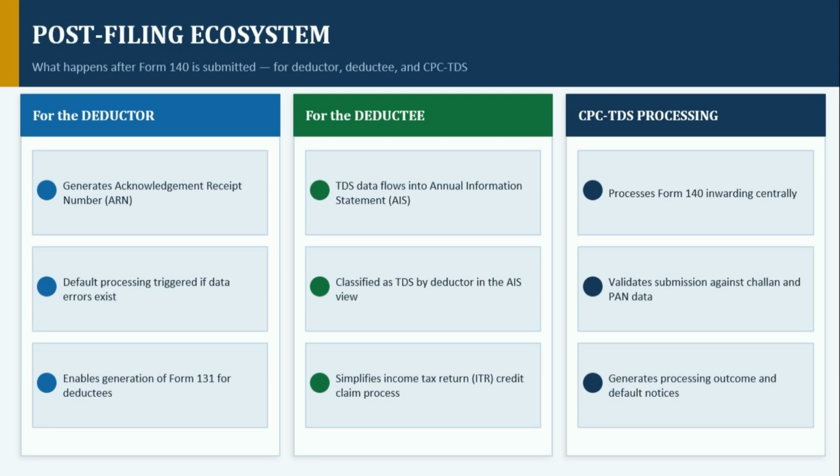The system verifies Challan details, PAN information, and filing accuracy before completing the processing cycle. Based on the results, CPC TDS may issue processing outcomes, corrections, or default notices wherever required. Overall, the post-filing ecosystem ensures proper tax credit flow, transparency in reporting, and efficient compliance management for all stakeholders.